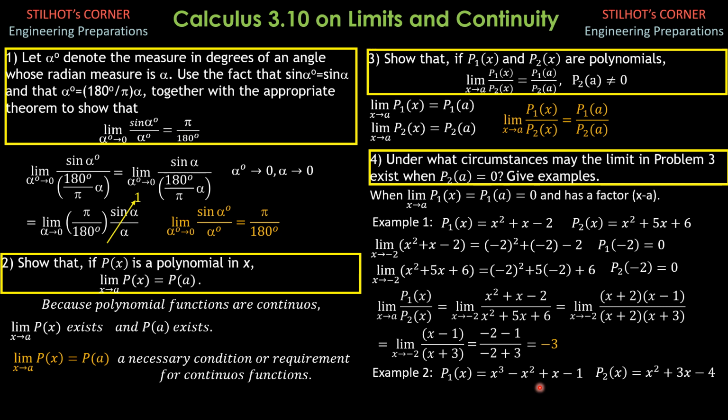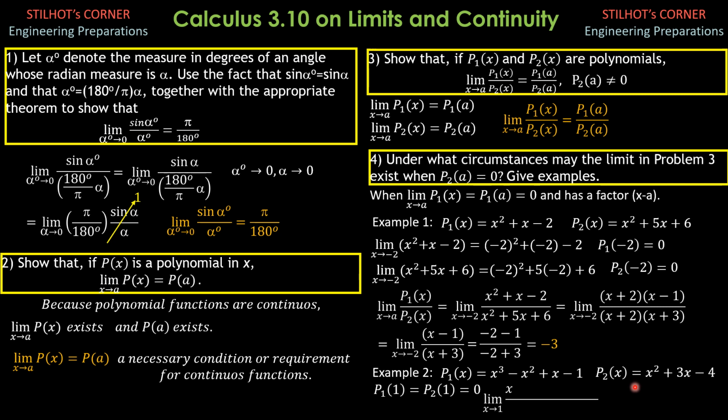So in this case, as x approaches 1, these polynomials approach 0. So p1 of 1 is equal to p2 of 1 equals 0. We just evaluate these polynomials. 1 cubed minus 1 squared is 0, plus 1 minus 1 approaching 0. Same is true here, 1 squared plus 3 times 1, 4, minus 4 approaching 0.